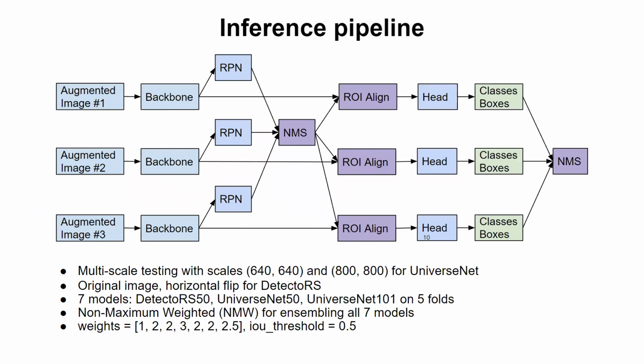So here is the inference pipeline for the detection models. We use multi-scale testing with different scales, 640 and 800, for UniverseNet. For DetectoRS, we only use horizontal flip as TTA. So we get 7 models: DetectoRS, UniverseNet 50, and UniverseNet 101 on 5 folds. We use non-maximum weighted for ensembling all these models with weights chosen from validation and leaderboard. The IoU threshold was 0.5.